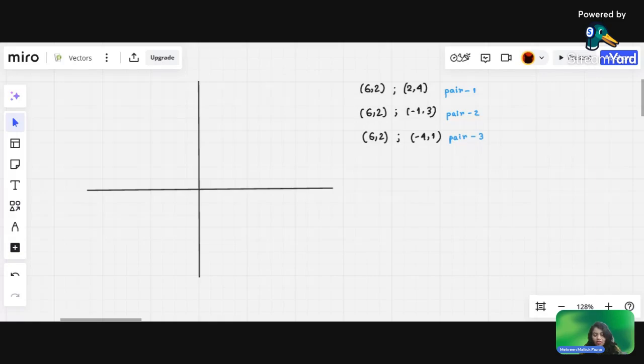So today we are going to see the geometric representation of the dot product. As you can see in our whiteboard, we have three pairs of coordinates here. I'm going to plot them and we are going to analyze together what happens after plotting them.